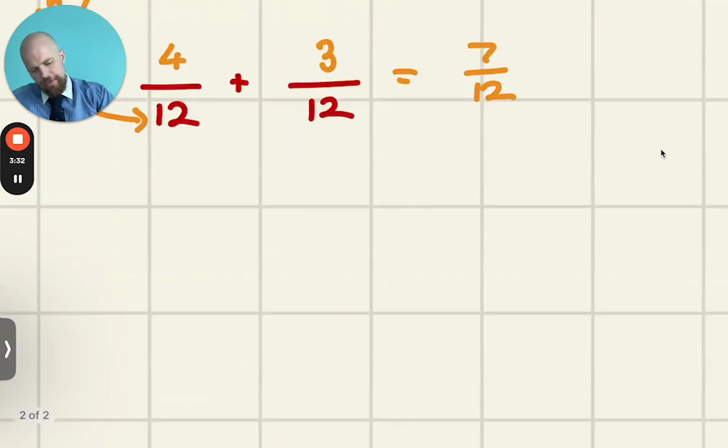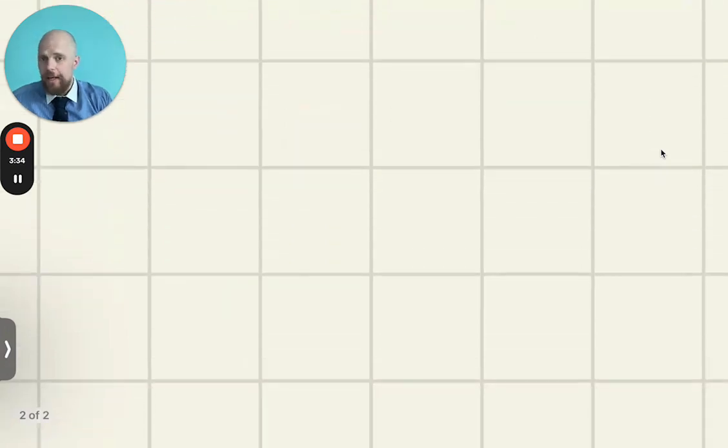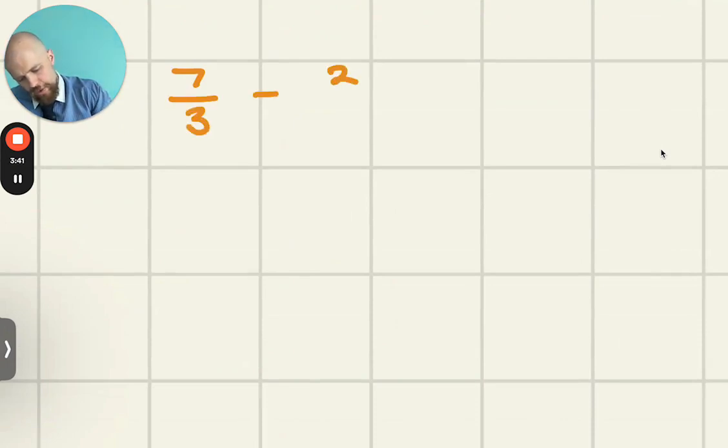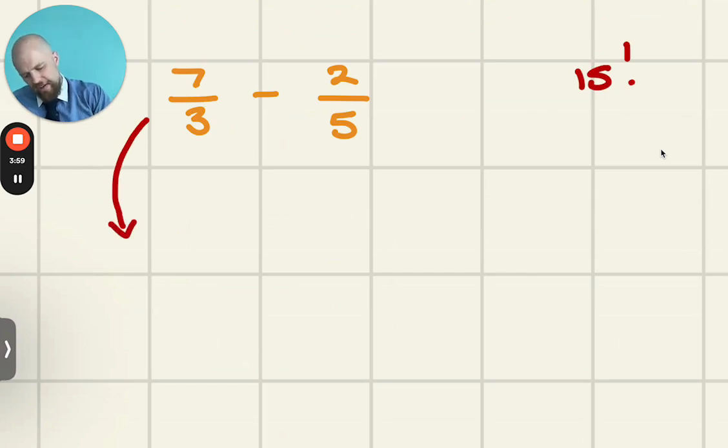Let's do another example, this time with subtraction. Let's say we wanted to do 7/3 minus 2/5. Now we think about what the common denominator is going to be, i.e. what is the smallest number that's in the 3 and 5 times tables. It's 15. So I'm going to multiply this fraction by 5 and this fraction by 3.